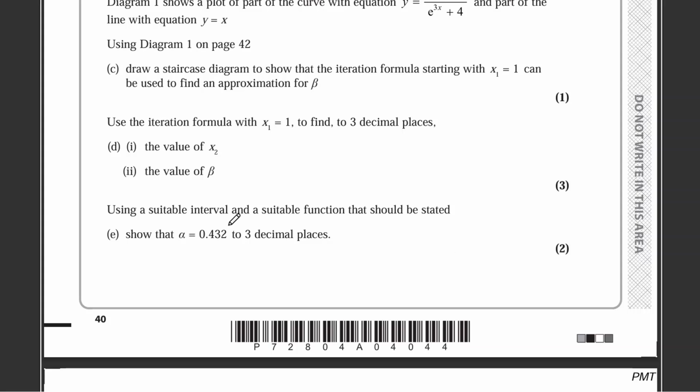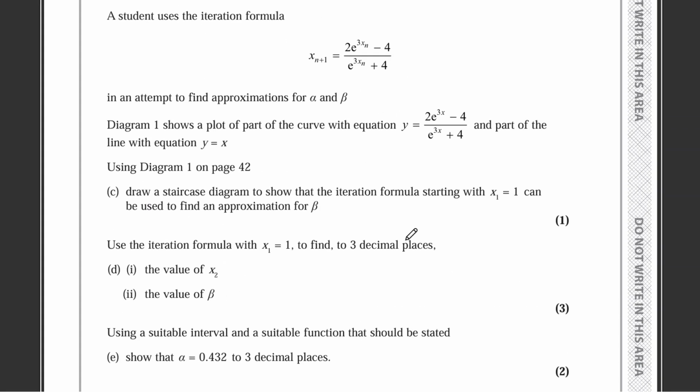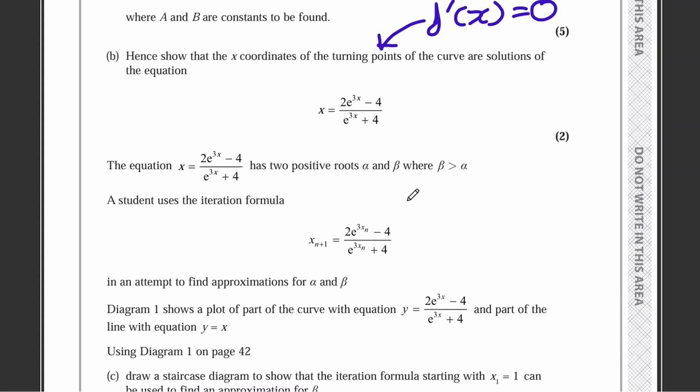So let's just put this question into context. We're told that the equation x is equal to this here has two positive roots, alpha and beta. So what this means is alpha and beta are solutions to this equation here. Now, for part D, we approximated beta to 3 decimal places using iteration. We cannot do this for alpha.